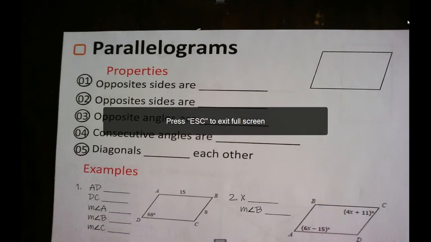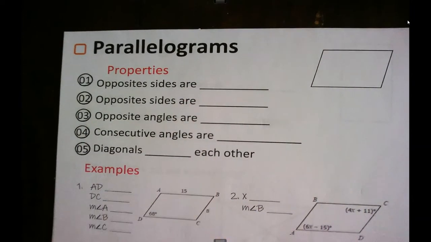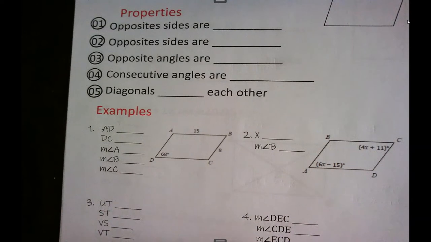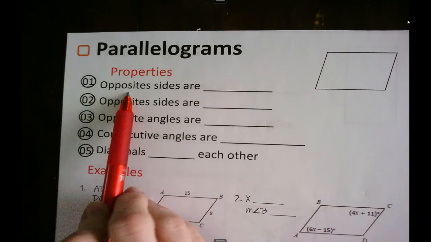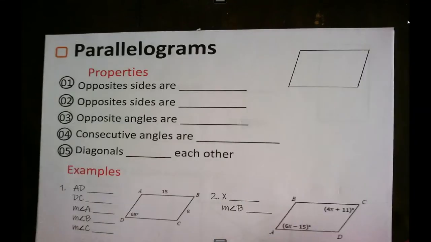Parallelograms. All right, let's look at the properties of our parallelograms, and then we'll look at what that means for our examples when we're determining sides and angles of our parallelograms. All right, so opposite sides are parallel. So what does that mean?